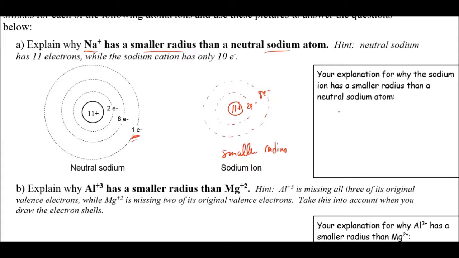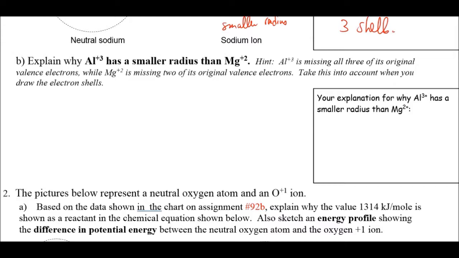And the explanation would be Na+ has 2 shells, while Na neutral has 3. Period. So that's a simple explanation. Now looking at 1B, aluminum ion, smaller radius than magnesium ion. So this is a different reason than before.